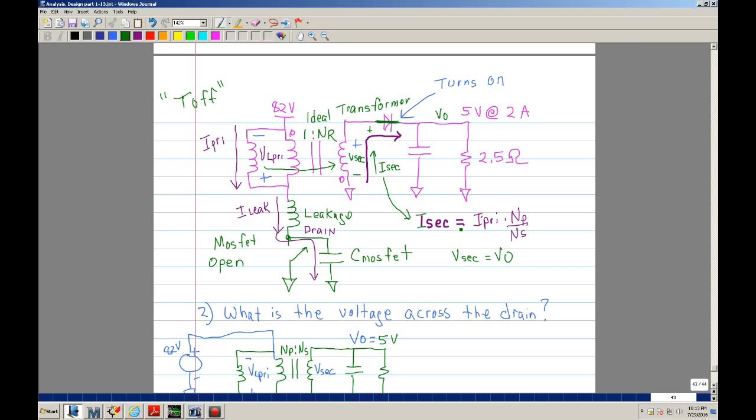I secondary is going to be I primary times N primary divided by N secondary. Let me go ahead and make sure that this is clear. This is N primary and N secondary. Okay, so that current flows in this direction. Okay, so we've taken care of this, but you have to keep in mind that the current or energy was also stored in the leakage inductor. Okay, and this leakage inductor can't flow in this direction because it's not coupled.